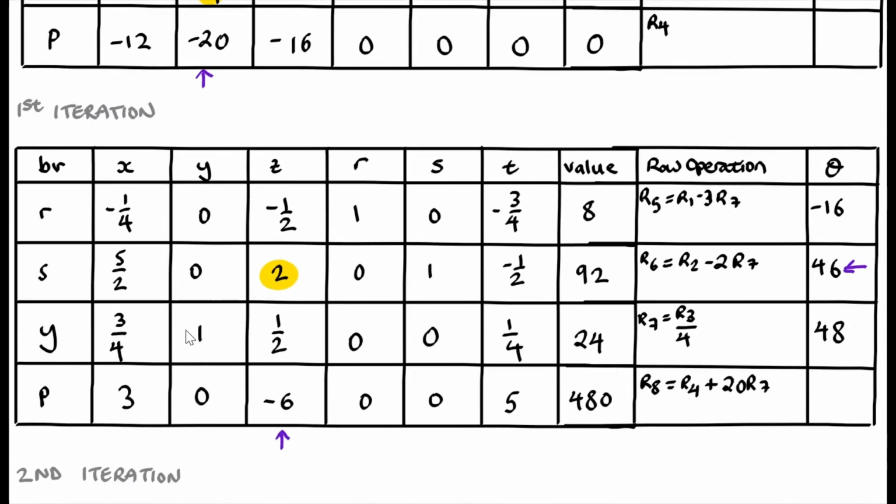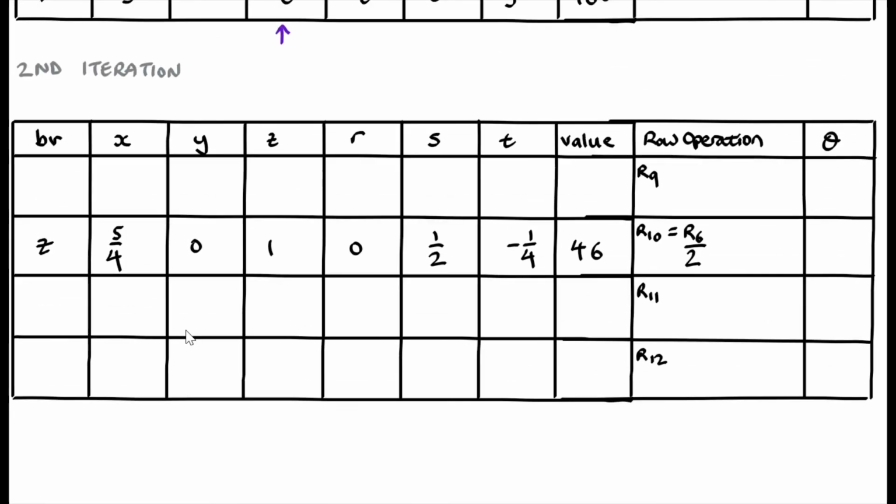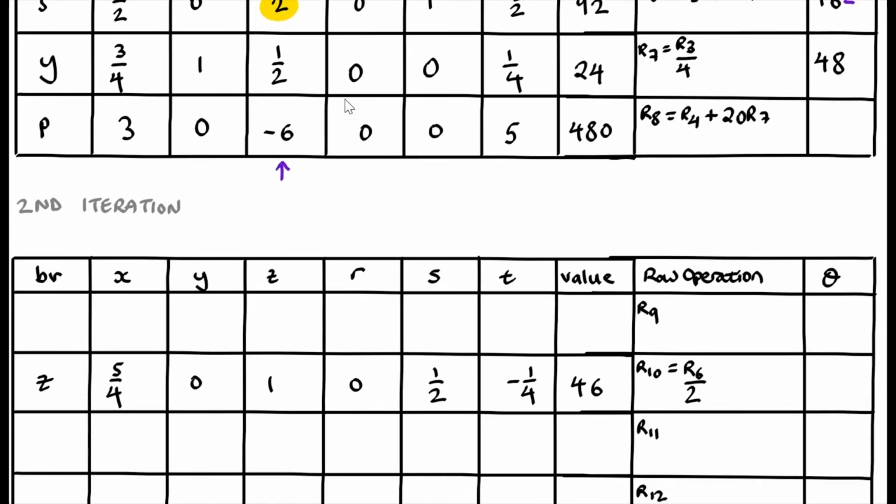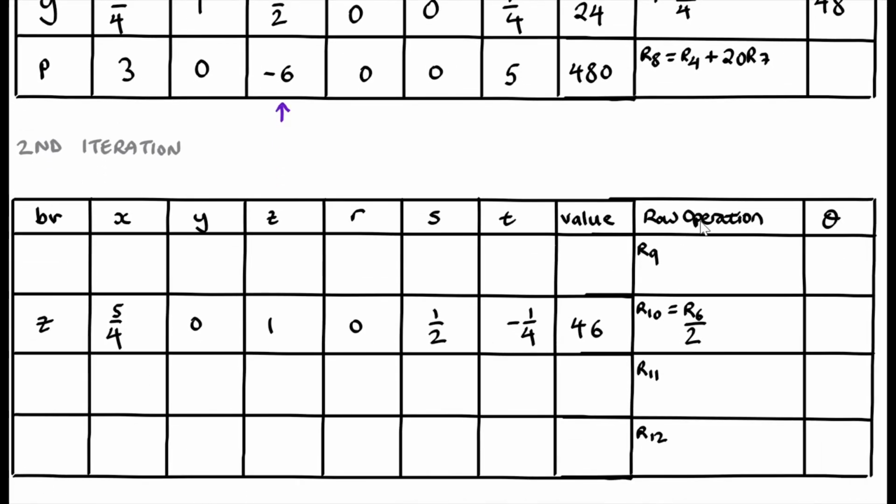Okay. So with that, we can now work out row 9, row 11 and row 12. Row 9, if we take a look at that in relation to row 5, to get a 0 over here, we would have to add row 5 to a half of row 10. So row 9 is equal to row 5 plus a half row 10.